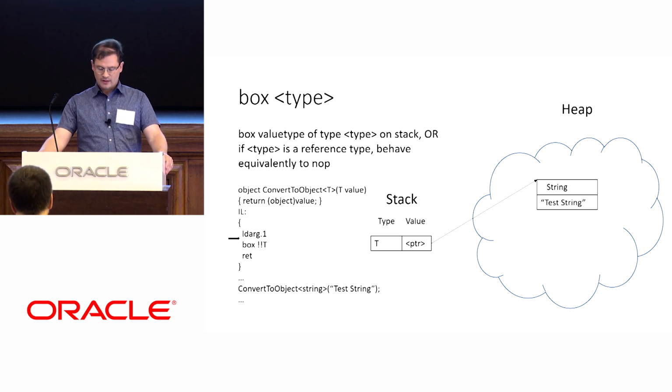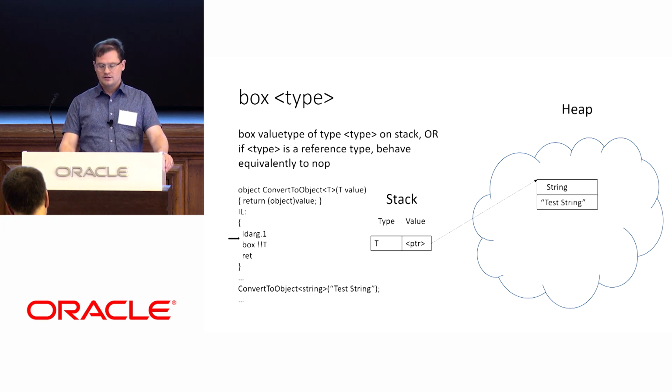How about this, though? Here we go with exactly the same IL code, exactly the same function, but the convert to object in this case is used with a string. We're passing test string in. And so we load arg1, load the first argument onto the evaluation stack, and we see it's still of type t, but now it's an object reference into the GC heap, pointing at a string object.